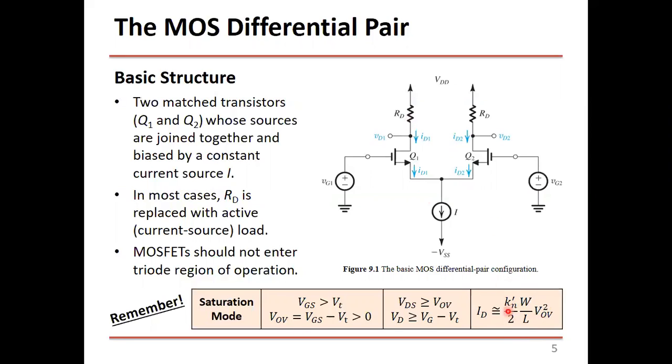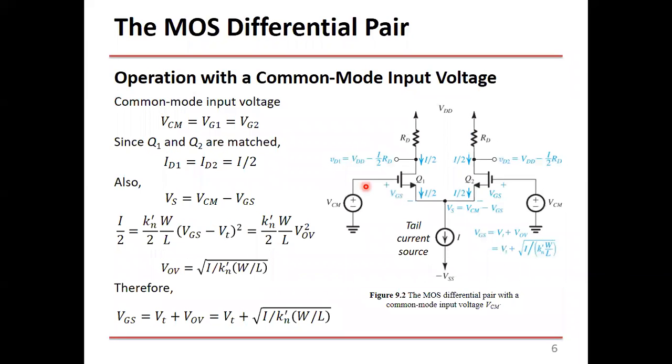So the output current is a function of V overdrive square. And V overdrive is VGS minus VT, and VT is constant. So actually ID is proportional to the square of VGS, because V overdrive square is VGS minus VT, squared. So ID is proportional to VGS square. You have to remember this as we go through the analysis of the transistor. So this is the basic structure of the MOSFET differential amplifier or differential pair.